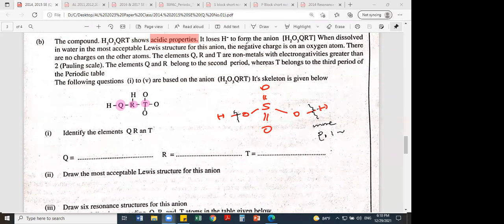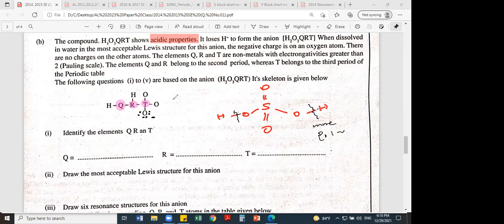Then it loses H plus to form an anion. When dissolved in water, the anion has a Lewis structure. It has a negative charge on the oxygen atom. There are no charges on the other atoms. One of these oxygens will carry the minus charge. You can select any of these to become minus, no problem, because there's one minus charge. I'll put this one minus charge on oxygen. Whenever oxygen carries a minus charge, there are three lone pairs. It's a short method to remember.